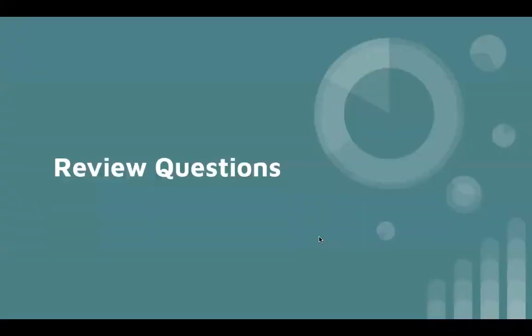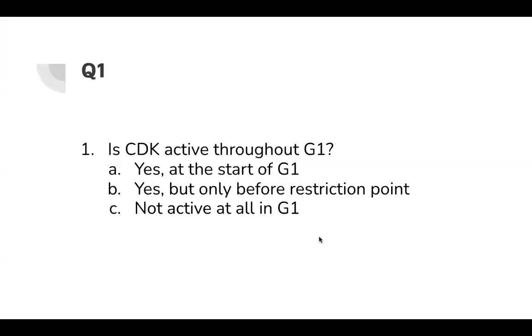So now we have some questions for you guys. Okay. So the first question: is CDK active throughout G1? Is it only at the beginning of G1, or is it only before the restriction point, or is it not active at all in G1?